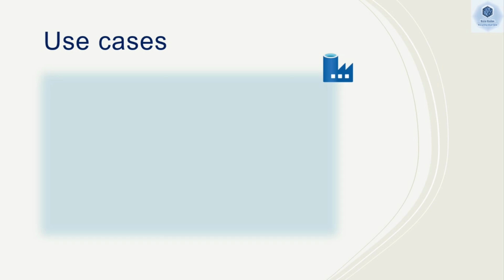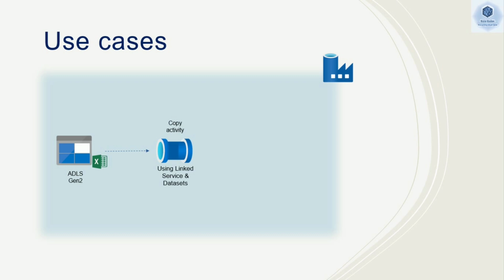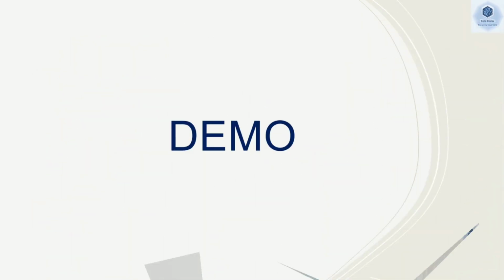Let me give a walkthrough of how we are going to perform the integration today. We have Excel files in an ADLS Gen2 account. We are going to use Azure Data Factory pipelines with the copy activity to integrate them into the blob storage as CSV files. We are going to configure the linked service with the help of user assigned managed identity. So let us get into the Azure portal and start our live demonstration.